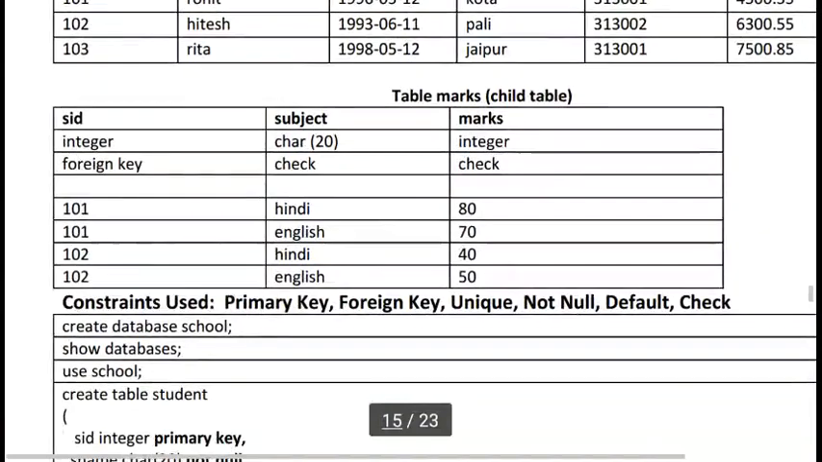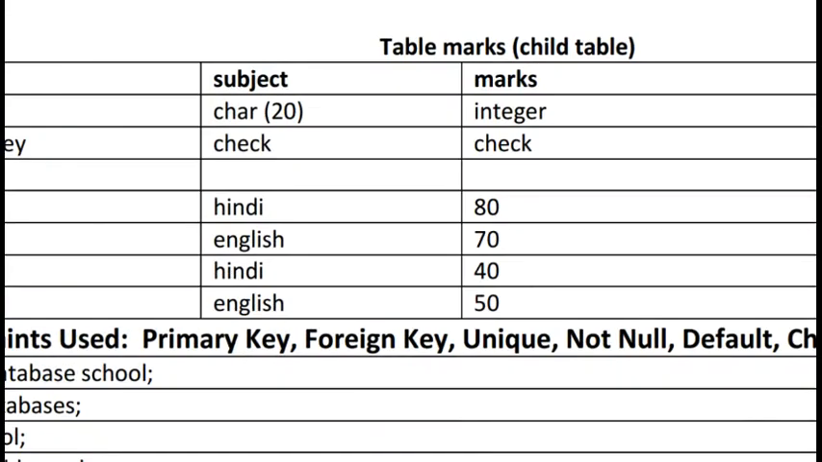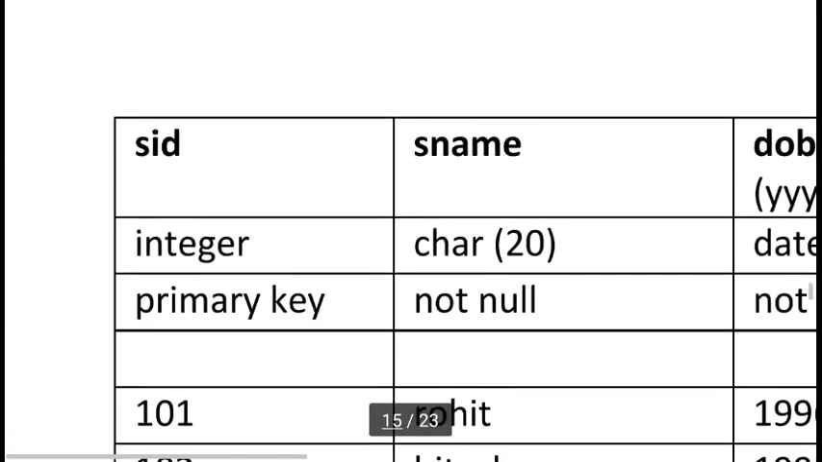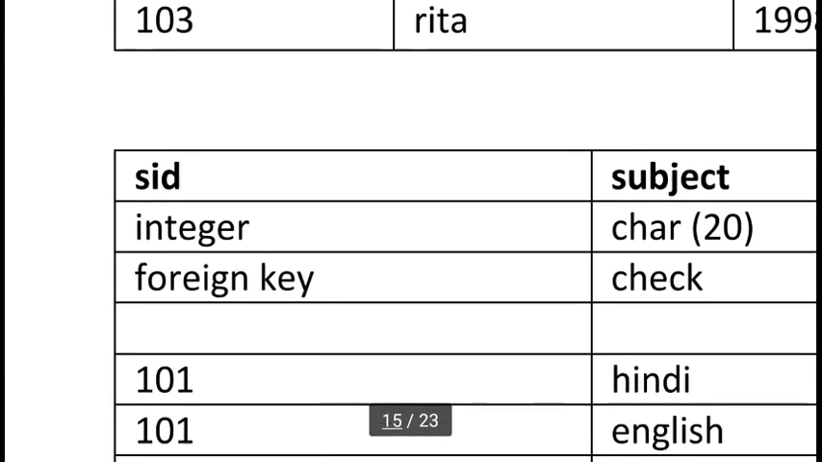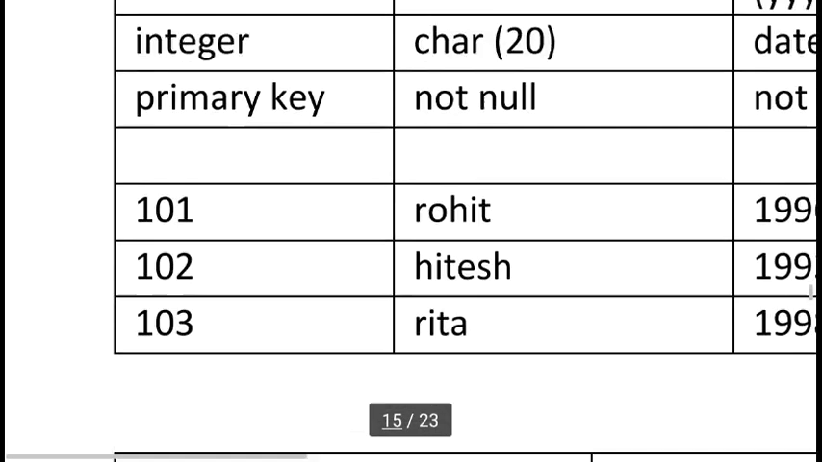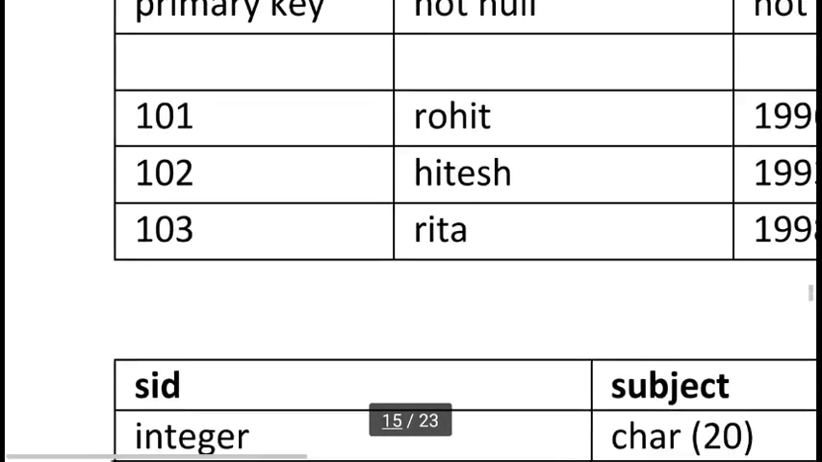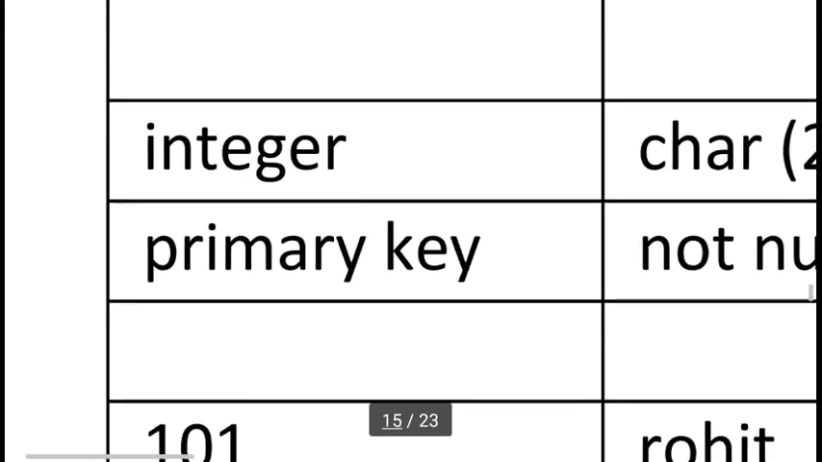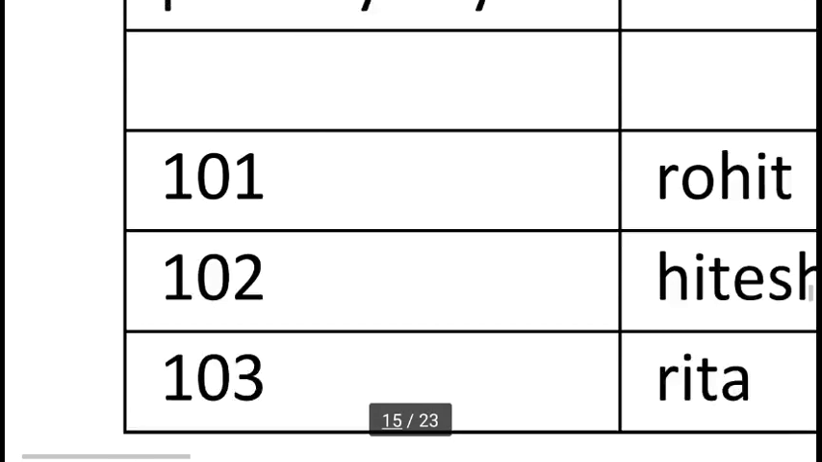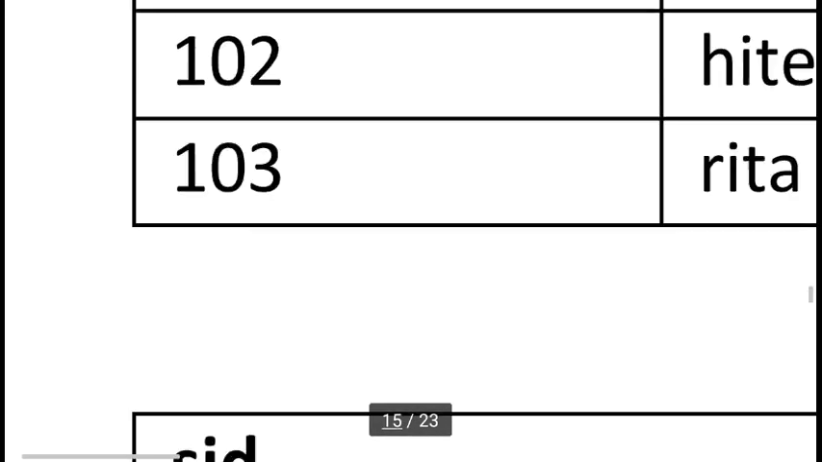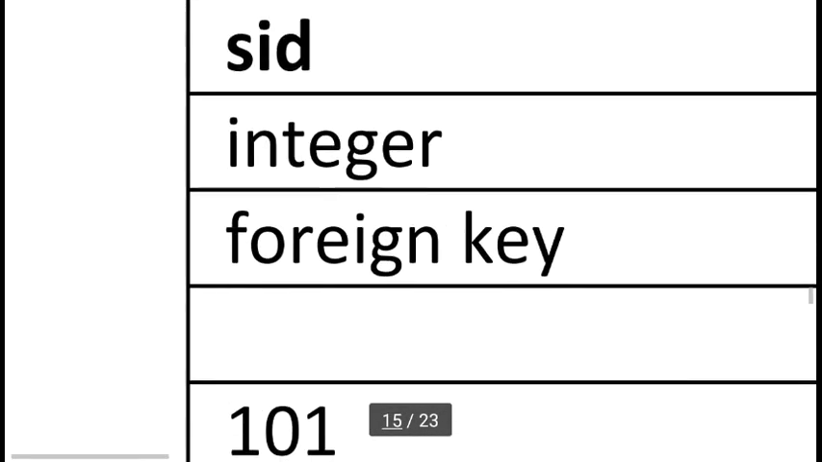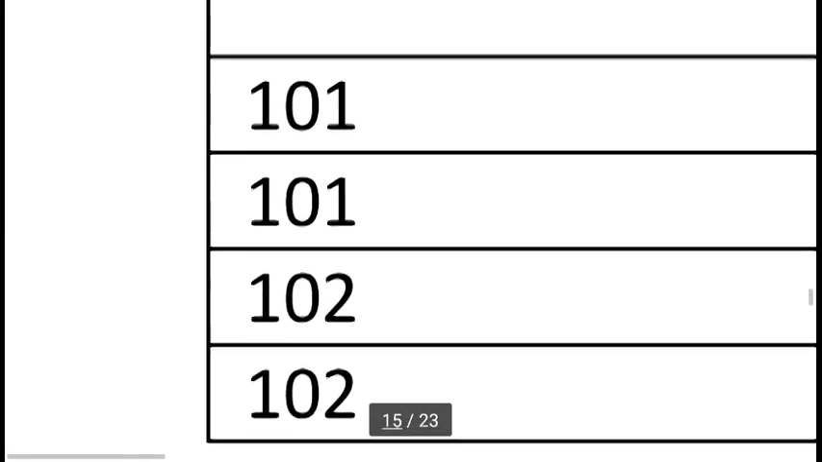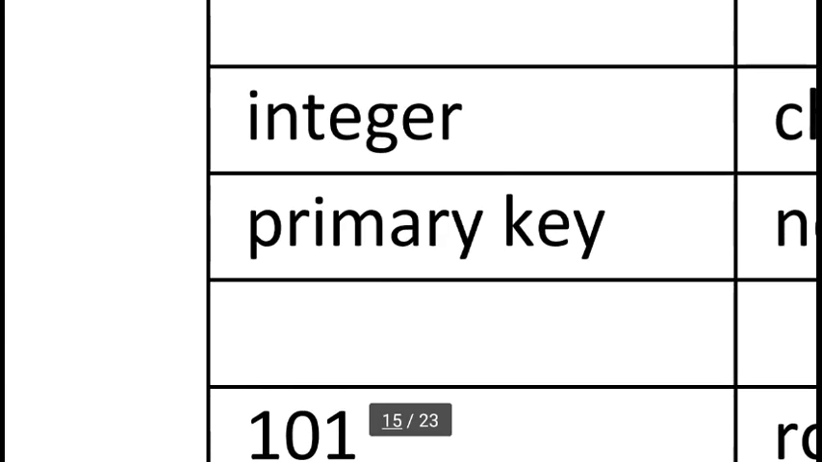Here is another table in the SQL database, marks. Marks is a child table, so you can see here SID, here also SID, here also SID. But this SID of the marks table completely depends on the student table SID. So here SID again uses the integer data type. The column name and data type must be the same. Here we can use a primary key, and again a foreign key, since this foreign key roll number completely depends on the student table primary key.